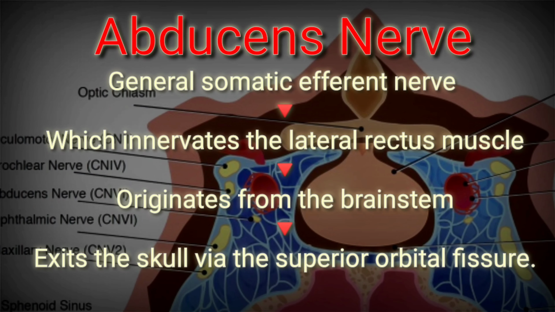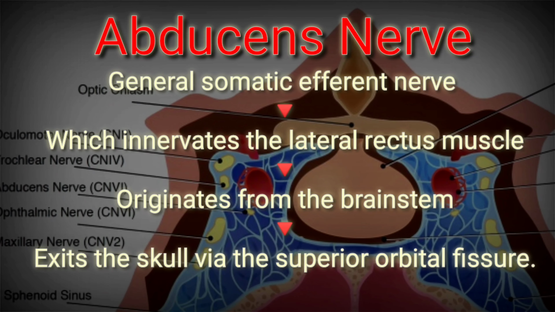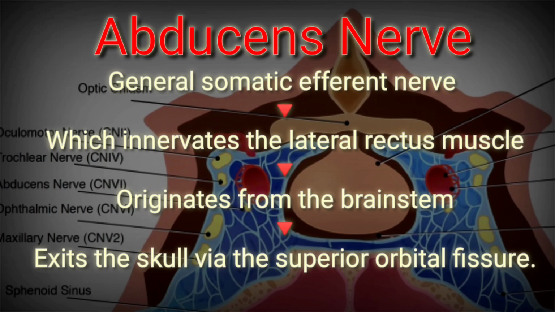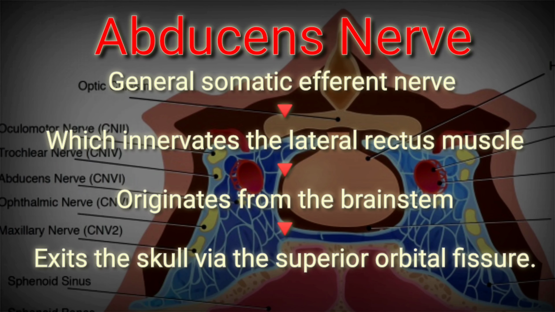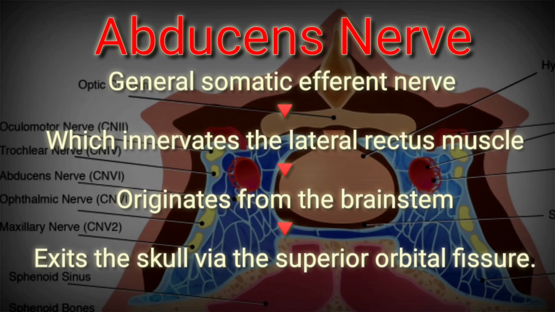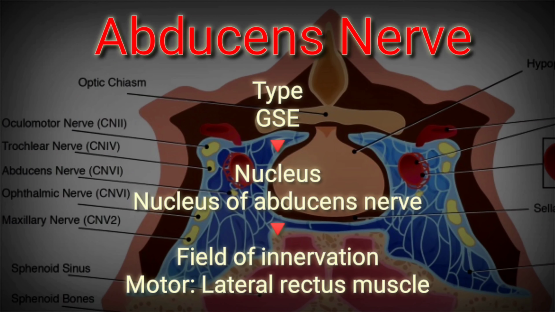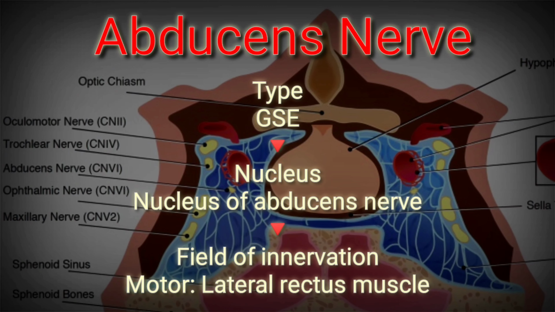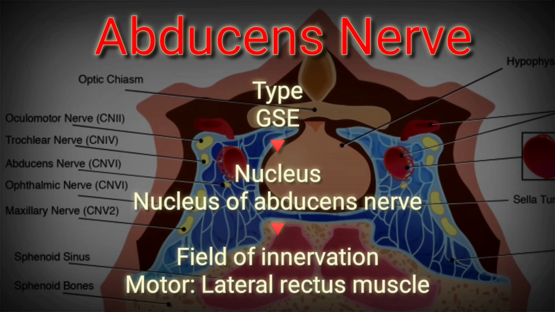The next one is abducens nerve, that is cranial nerve 6. The cranial nerve 6 is a general somatic efferent nerve which innervates the lateral rectus muscle, that is extraocular. The abducens nerve originates from the brainstem and exits the skull via the superior orbital fissure. Type GSE. Nucleus: nucleus of the abducens nerve. Field of innervation: motor, lateral rectus muscle.